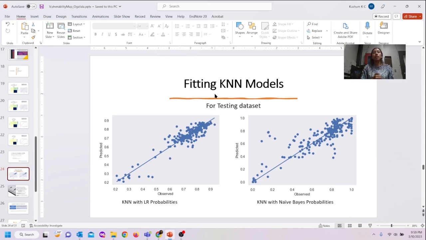So we fitted the models for the training and testing. And for testing, we can see that the probability predicting capability of logistic regression is better than naive Bayes, because of the line where observed equals predicted. The values are highly concentrated around it for logistic regression, while the predicted values are distributed in naive Bayes. So we can say that the logistic regression gave better prediction than naive Bayes.